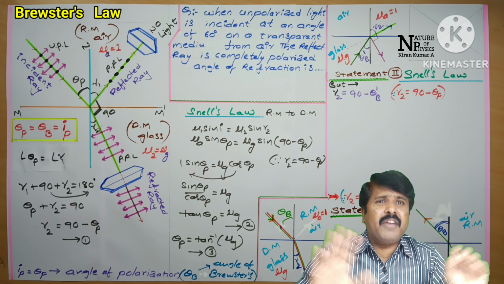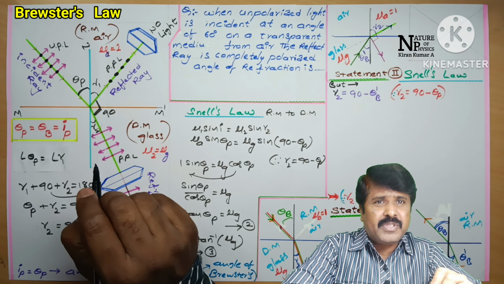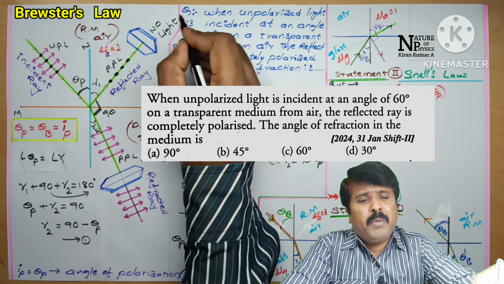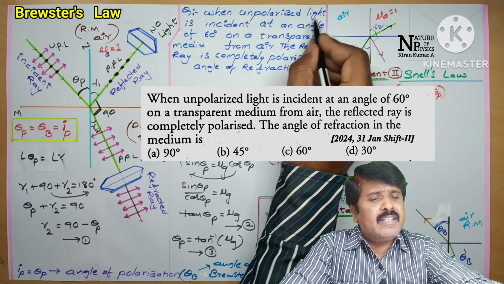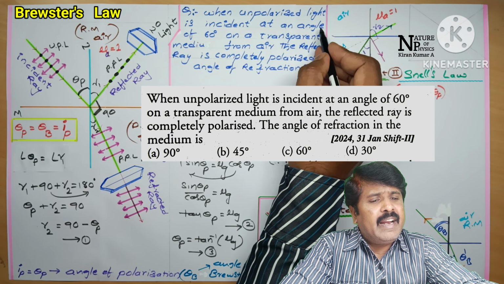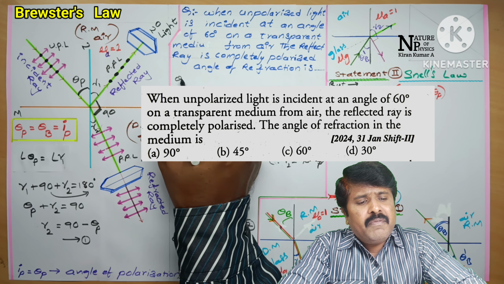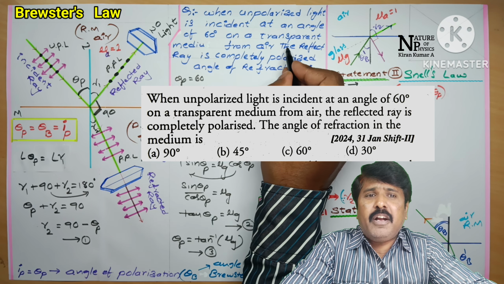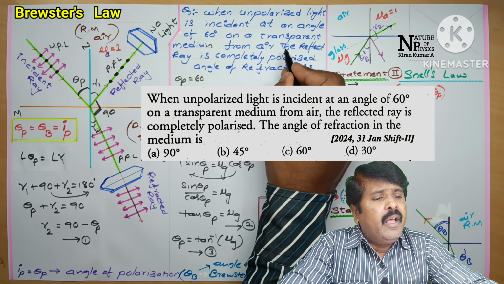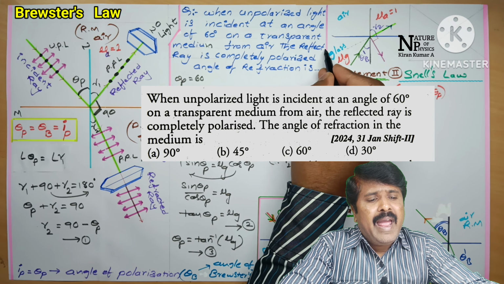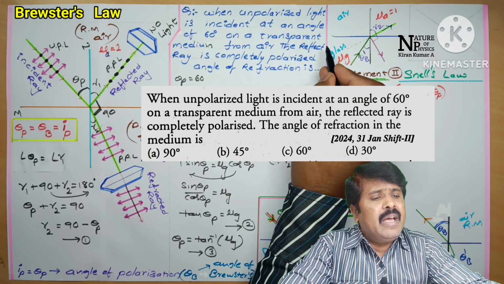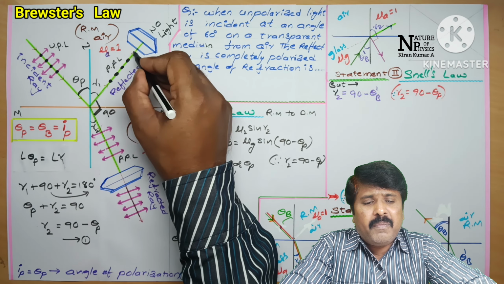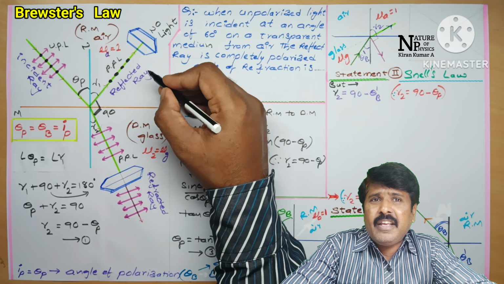See, this is clear information about Brewster's law, and related problems are there. The first problem: unpolarized light is incident at an angle theta p, which is equal to 60 degrees, on a transparent medium from air, and the light that is reflected is completely polarized. From air the light gets reflected, and the reflected light is polarized.